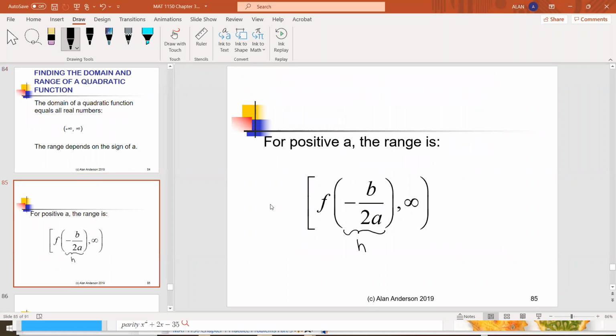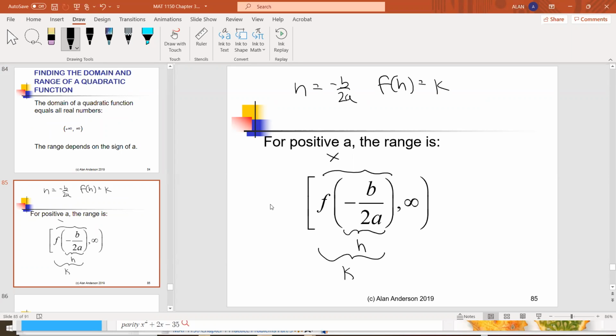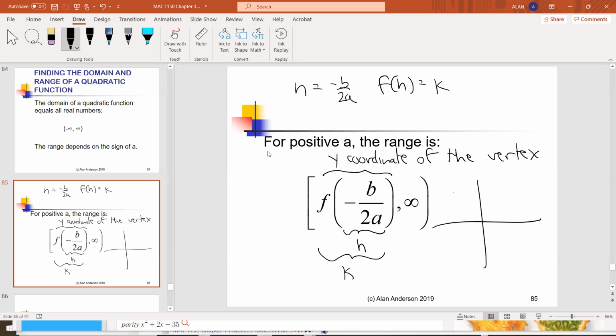Okay, and f of h is k. Remember that? So h is minus b over 2a, and f of h is k. So basically, this is the x coordinate, I'm sorry, y coordinate of the vertex. That's if the parabola is facing up, by the way.